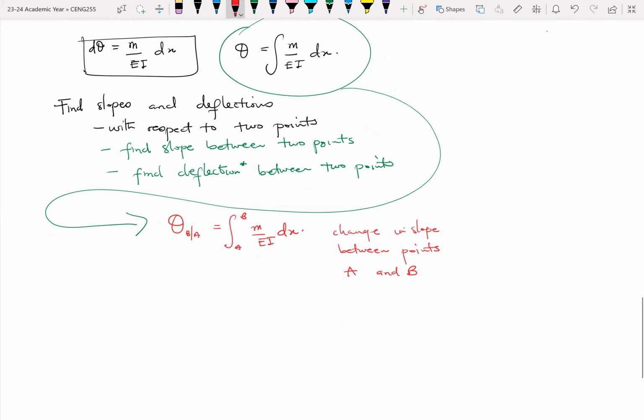So let me explain, and then we'll see that this actually would end up being one of the first theorems. There are two theorems that we have to deal with when it comes to the moment area method.